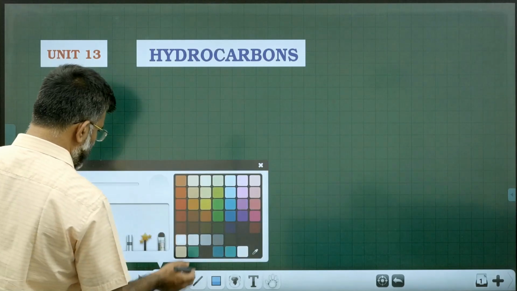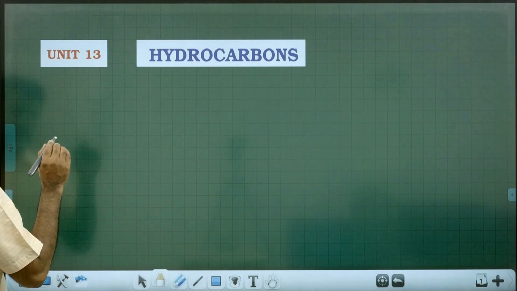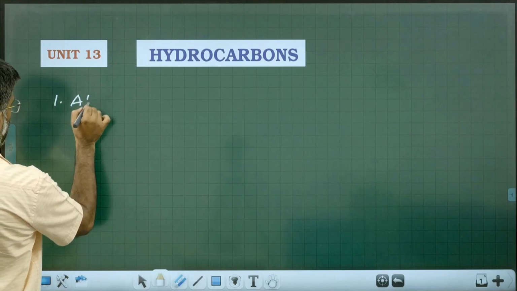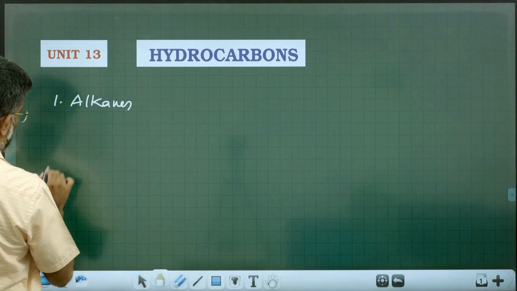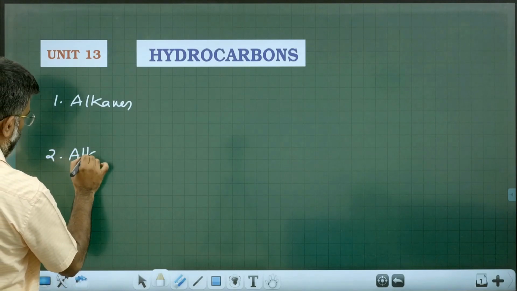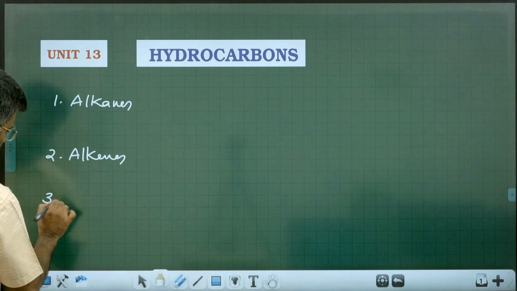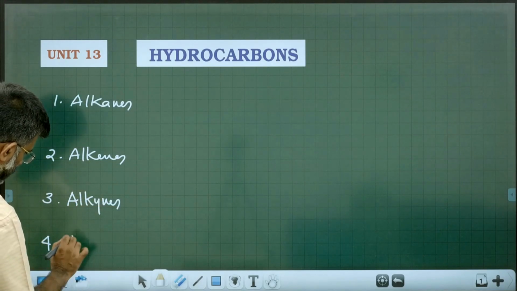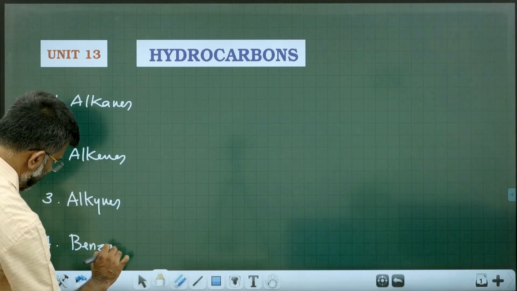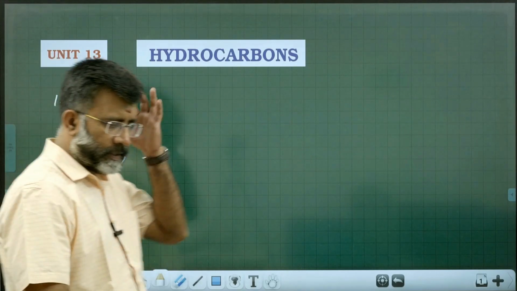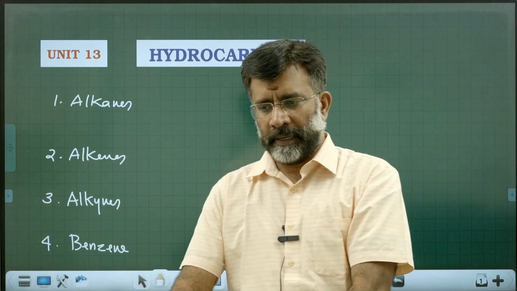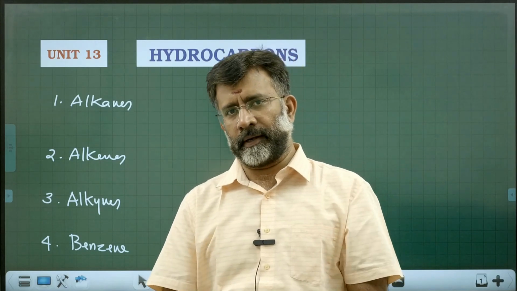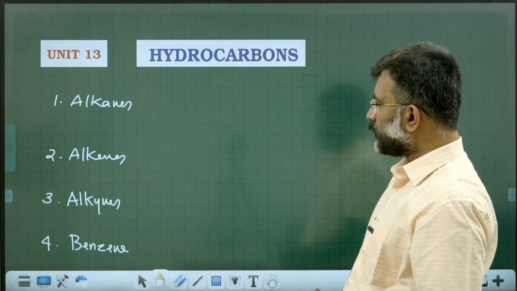So in hydrocarbons, basically we are dealing with four categories of compounds. Number one, alkanes. Number two, alkenes. Number three, alkynes. And number four, benzene, aromatic compounds. These are the four categories that we concentrate on in the chapter. Let us go through one by one.